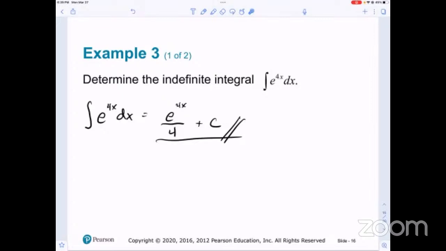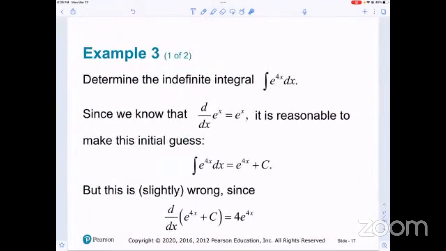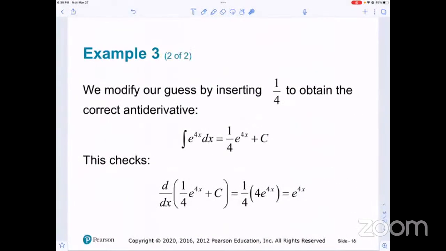Okay. Here's a typed version. As an initial guess, you might try e to the 4x, but when you take the derivative, there's an extra 4 there. So if we didn't divide by that 4, then we would have an extra 4. So they had to make an adjustment, and they modified the guess by dividing by 4 like we did, and then it worked out. So what they did was a guess and check.